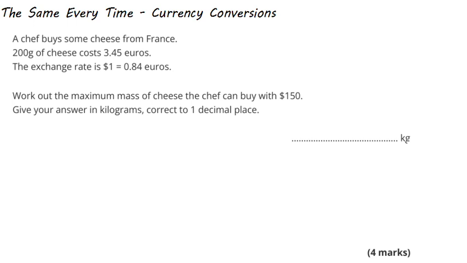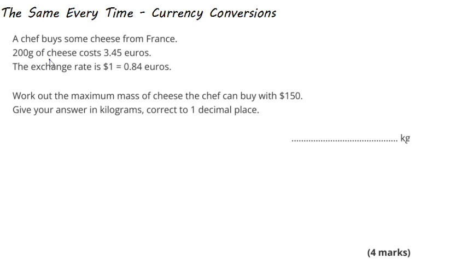Maybe you want to pause the video and have a go at this one, and then compare your answer with mine. There's a lot going on with this one. It's not just a currency conversion. We're converting other things as well, but we're using exactly the same techniques. A chef buys some cheese from France. 200 kilograms of cheese costs 3.45 euros.